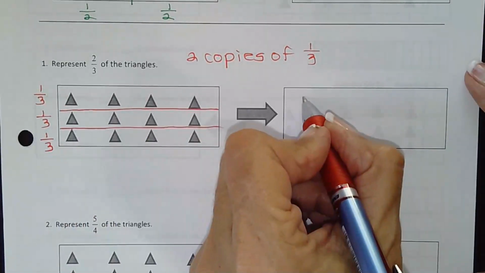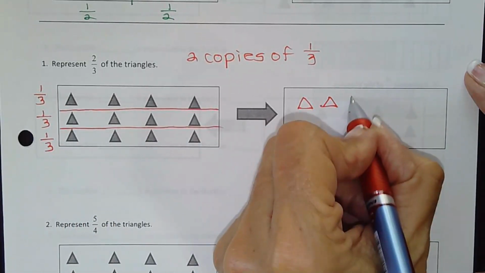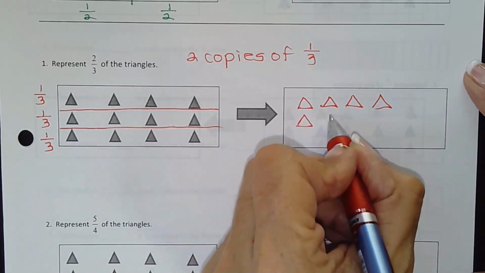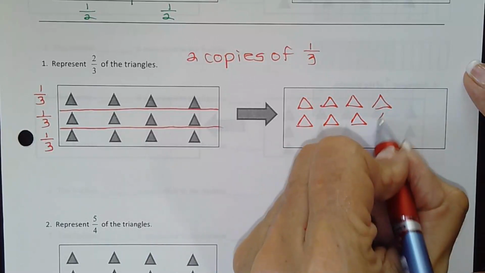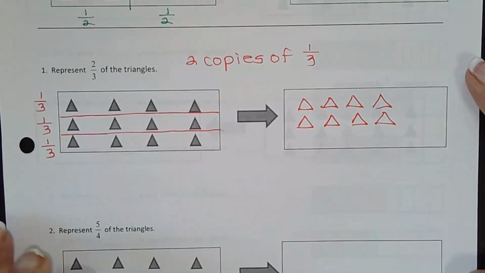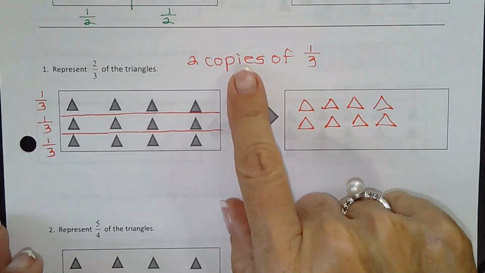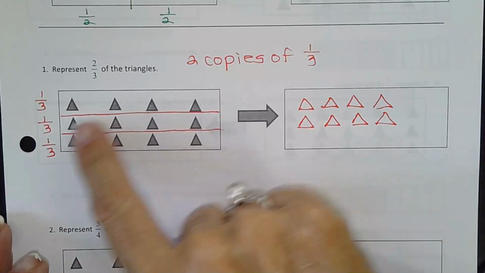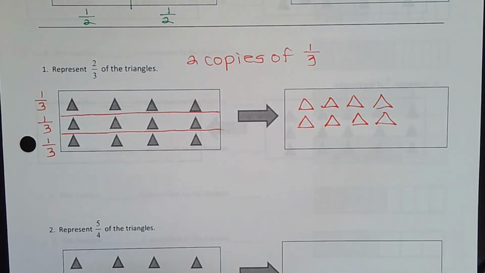So 4 triangles for 1 copy, 4 more triangles for 2 copies. So there are 2 copies of 1/3, or 2/3 of the triangles in that picture. Fun and easy, right? Copies language is awesome.